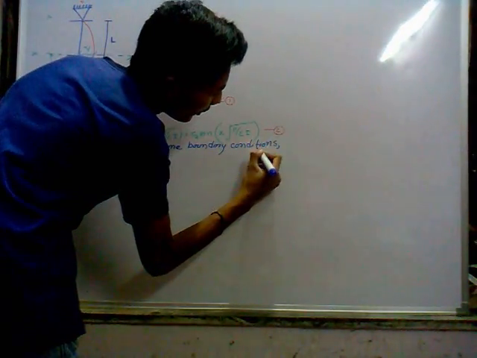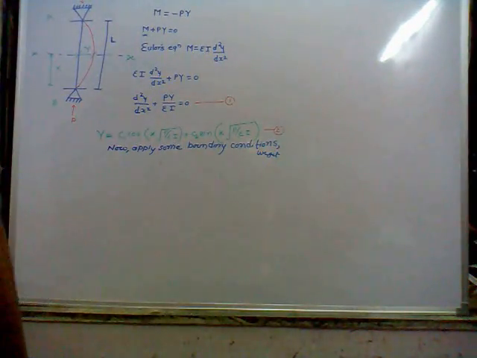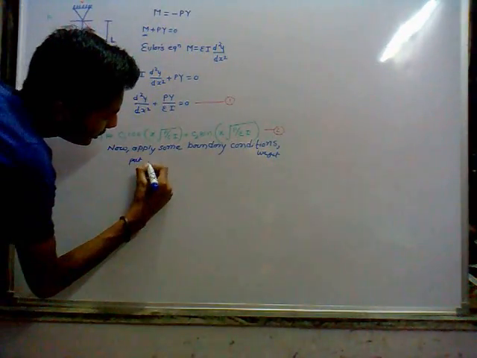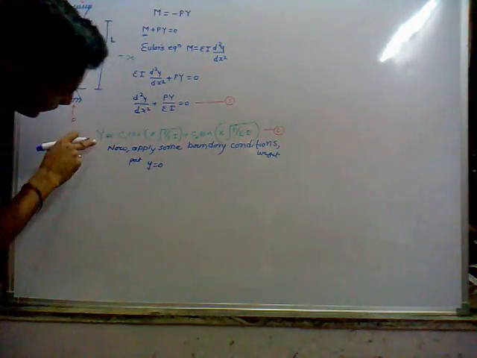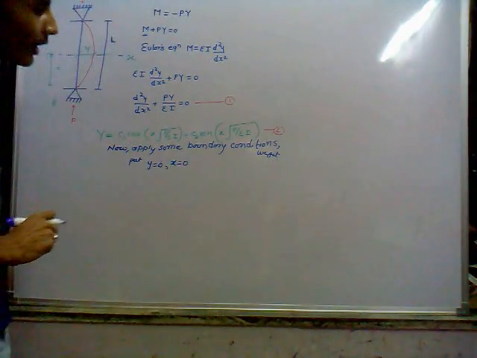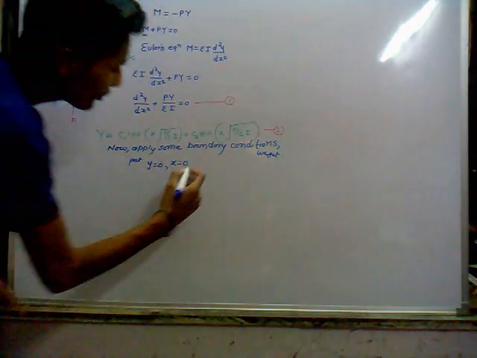Boundary conditions. Which type of boundary condition are we applying? We are putting y equals 0 and x equals 0 in equation number 2.